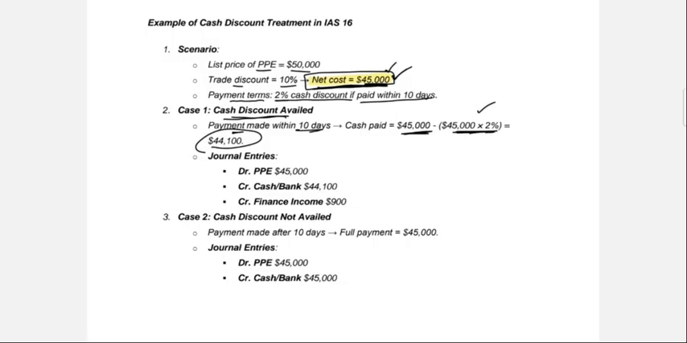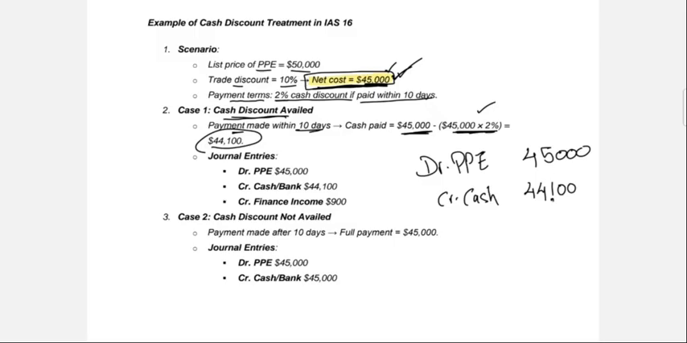So let's see. Now, based upon this, I know I will credit cash, right? Which is 44,100, which is my cash outflow. And just now I have told you that the value of the asset will stay the same as it was after the trade discount was deducted, which was 45,000. That is that. But we see that the debit and the credit is not balanced.